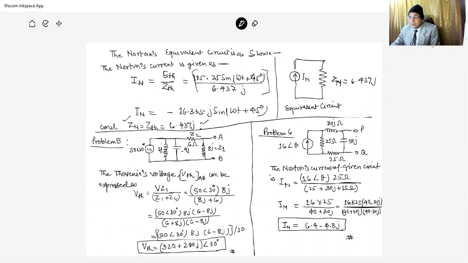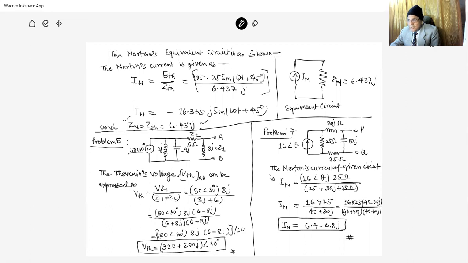Now there are two short problems, problem 6 and problem 7. Problem 6 is this: 50 sine 30, which means theta is 30. This AC circuit is connected with 2j, 6j and 8j. These are the two types of impedances, inductor and resistance.